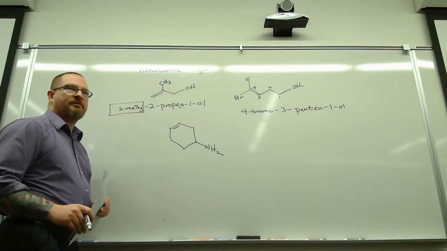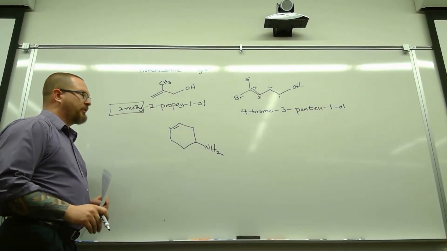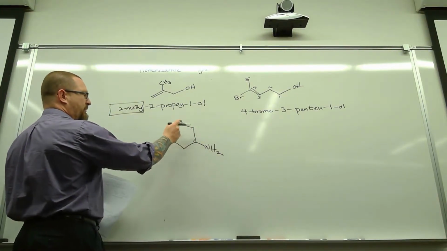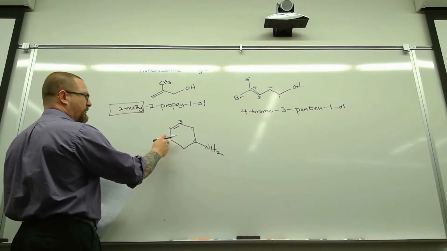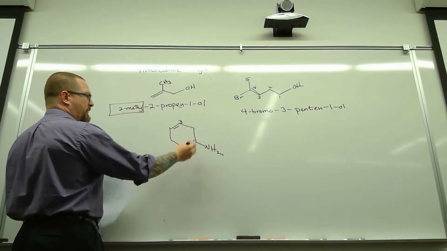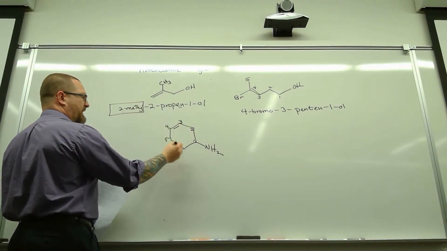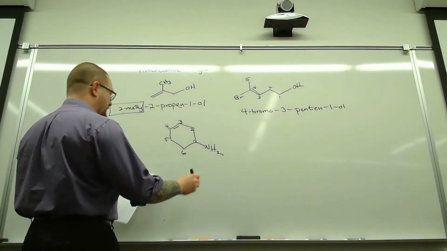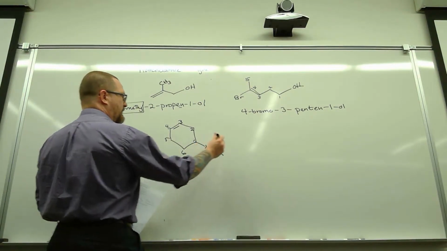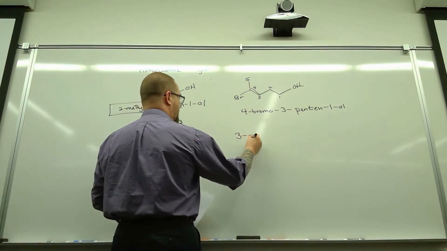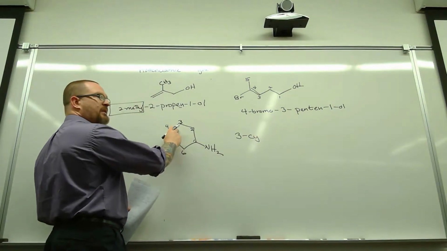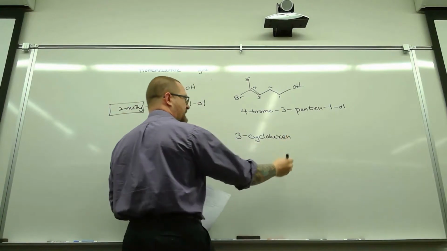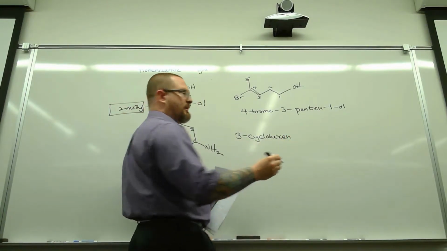This is an amino group. So that's going to be our 1, 2, 3 to keep the number down as low as possible versus a 1, 2, 3, 4. So 2, 3, 4, 5, 6. So this is going to be a three, because we have to name the N at the beginning. Cyclohexane amine.